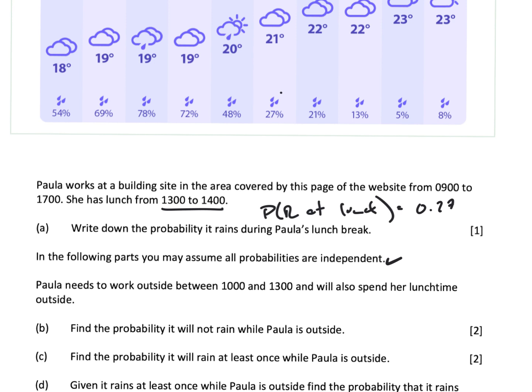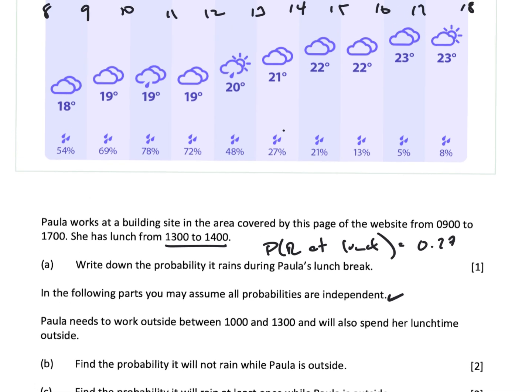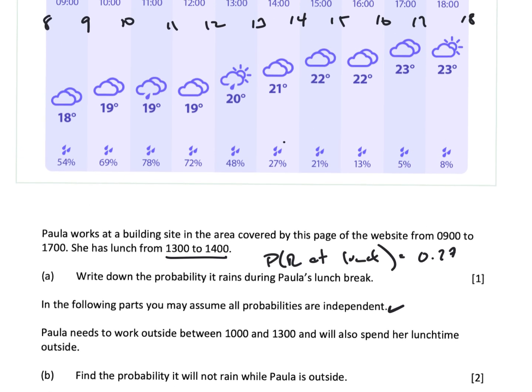Paula needs to work outside between 10 and 1 and will also spend her lunchtime outside. Find the probability it will not rain. Well, these are all the probabilities that it rains. So the probability it doesn't rain is going to be 1 minus these all. So if this is going to be 46%, and this is going to be 31, and magically these are all the probability of not rain.